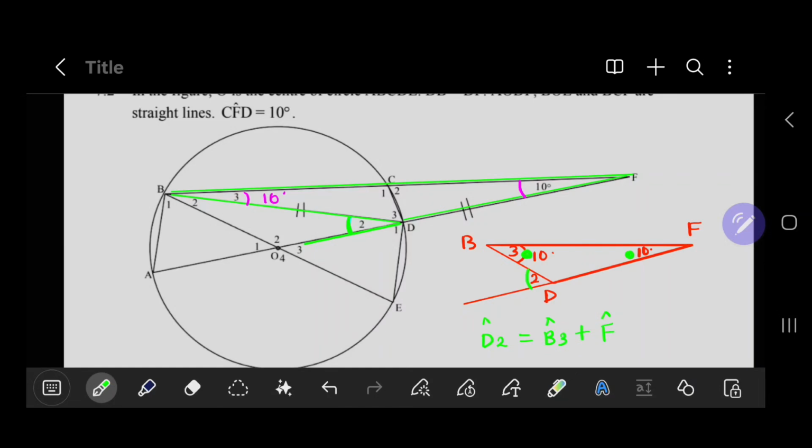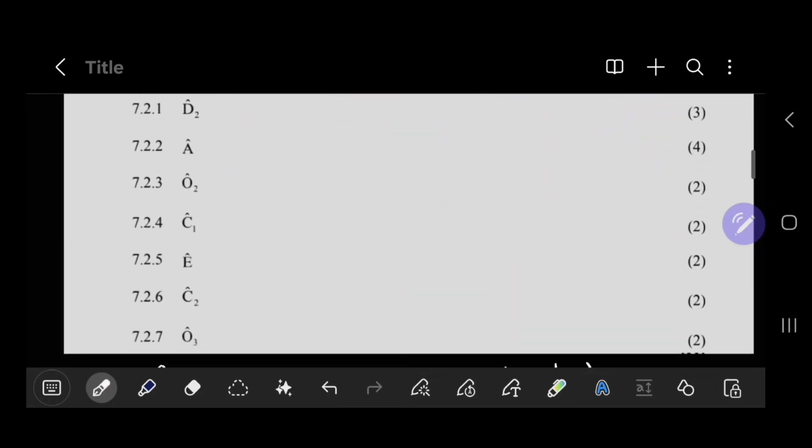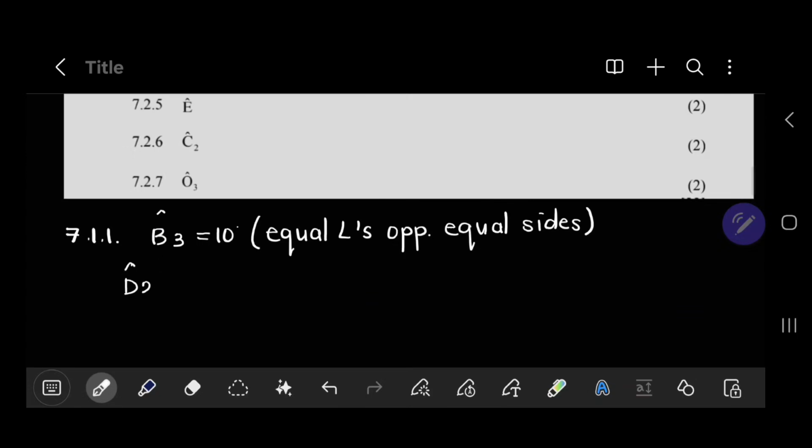But since you are in grade 11, there is no need for you to write down the broken down format where you show which two angles you are adding to get D2. Instead, you can just give your answer. Since it is equal to angle B3 plus angle F, angle D2 would be 20 degrees. So we can write that as part of our answer. Angle D2 is 20 degrees, and our reason is exterior angle of a triangle. So this makes sense as to why it was 3 marks.